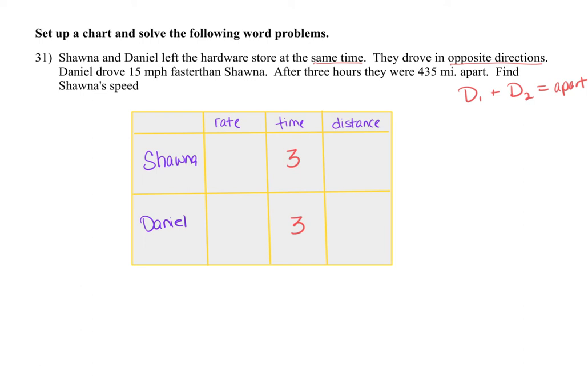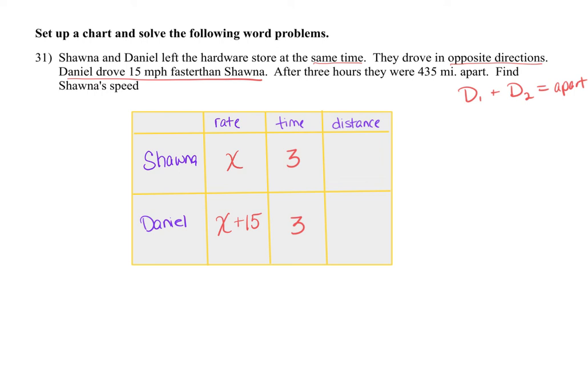So all they tell me is that Daniel drove 15 miles an hour faster than Shauna. Do I know how fast she drove? No, I do not. So that's where I'm going to put my variable. 15 miles an hour faster. Does that mean I just say that he drove 15? No, he did not. He drove however fast she was going plus 15 miles an hour.